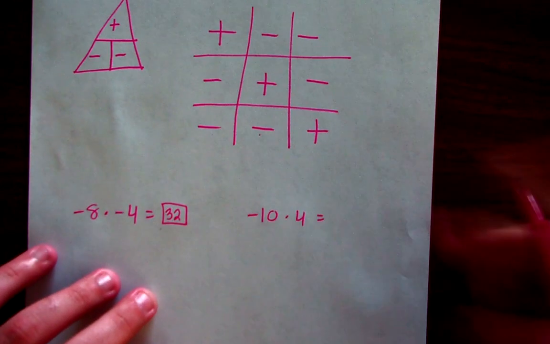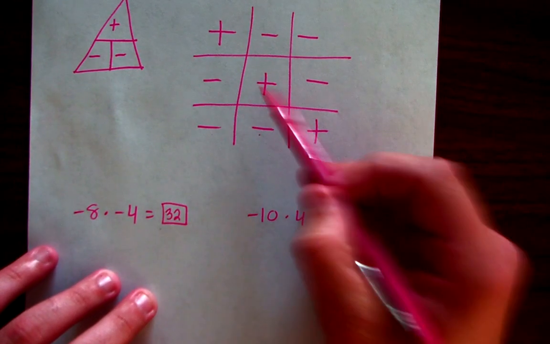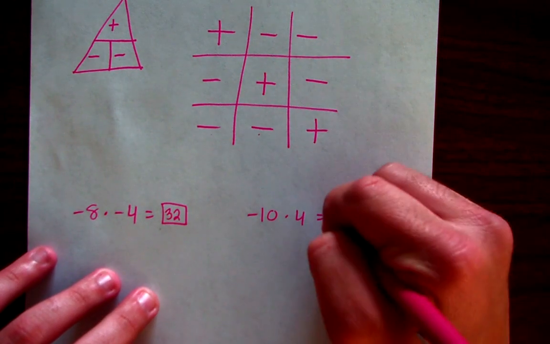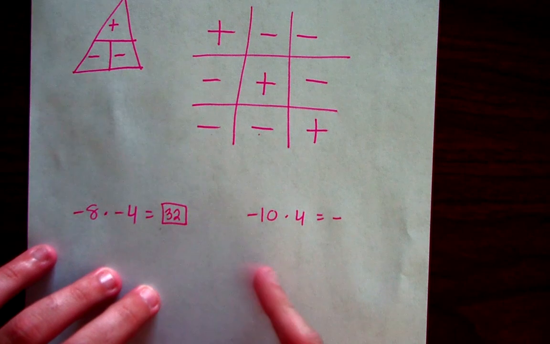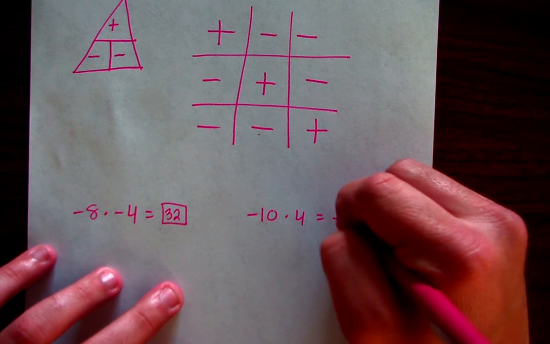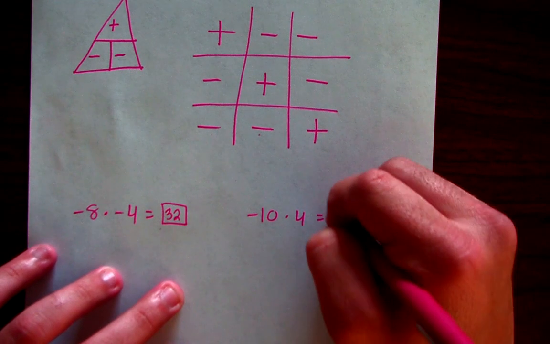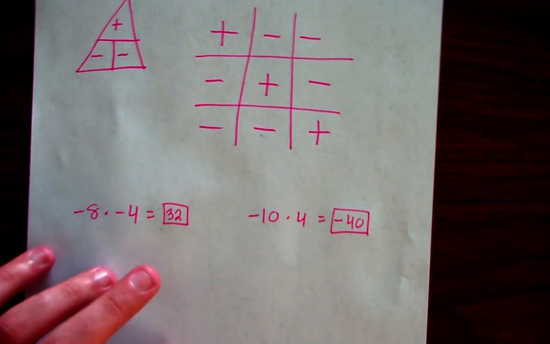Oh, look at this one. A negative times a positive is a negative. So this answer is negative. And now just multiply. 10 times 4 is 40. There's your answer, negative 40. Now let's try a couple dividing.